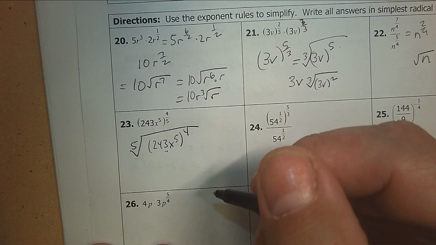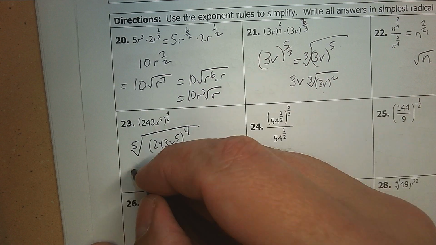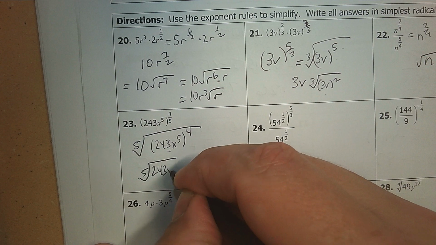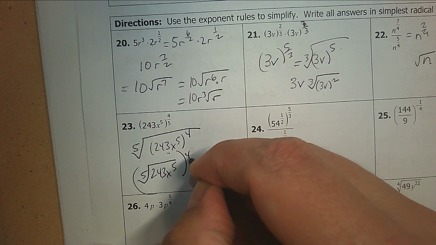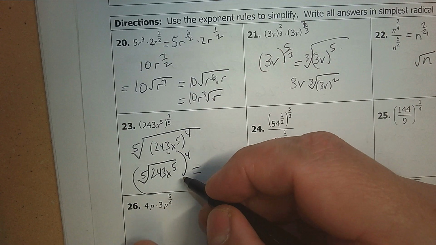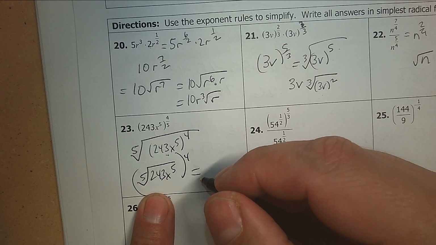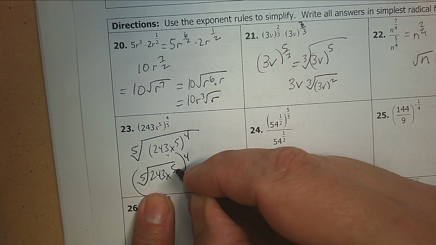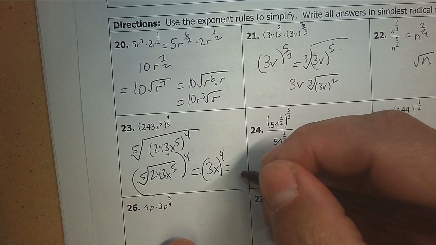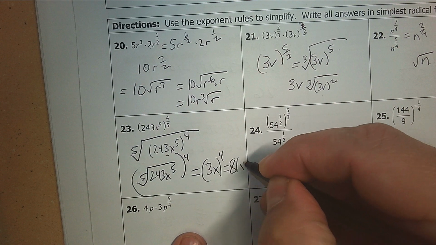So instead, we can do the 5th root of 243x to the fifth, and then to the power of 4. Both are correct. Whichever way allows you to simplify it. Here, it's 3, and x to the fifth, that's just x, because they divide, and then to the fourth. So then 3 to the fourth gives you 81x to the fourth.